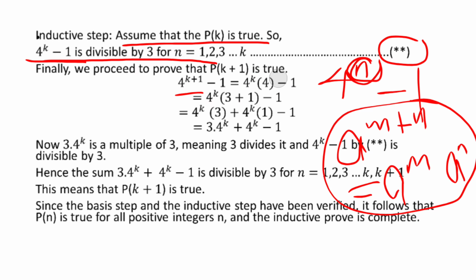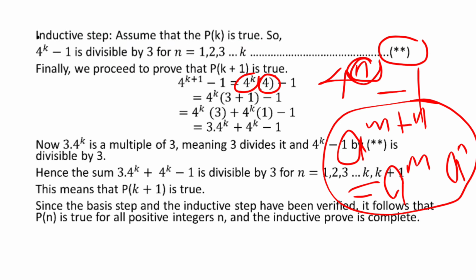Okay, so with that, if you now look inside the bracket, our goal is to show that it is divisible by 3. Is that not what we're saying? Divisibility by 3 is what we're looking at. So we look into this. How can I express this? Because I don't need to disturb 4 to the power k minus 1. You know why?